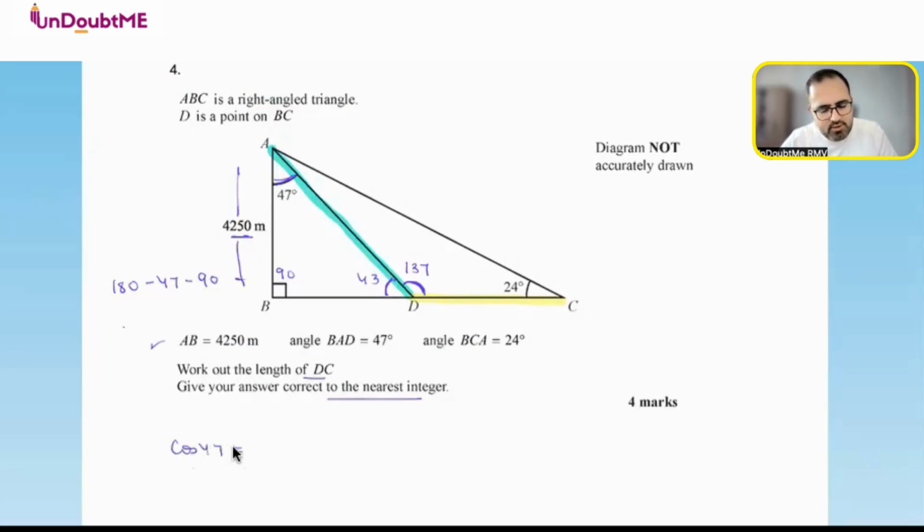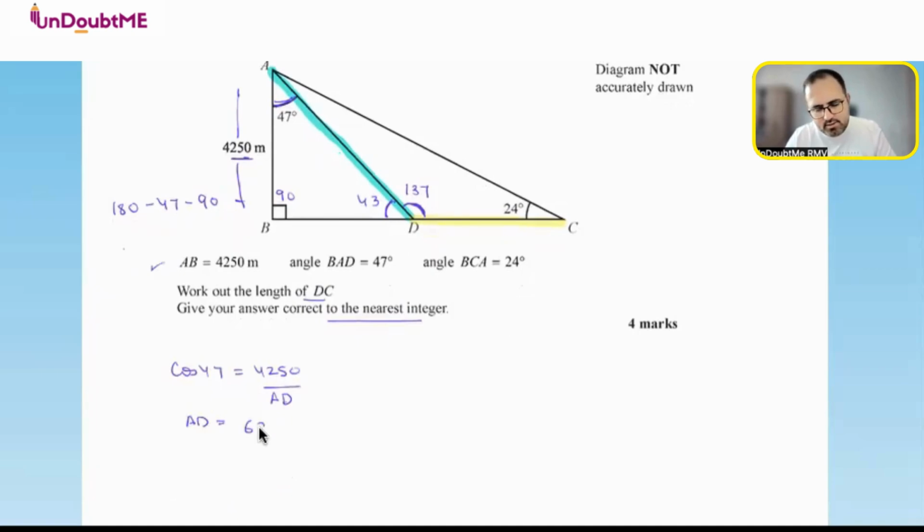So cos 47 is equal to 4250 over AD. So the value of AD will come out to be 4250 divided by cos 47, and that is 6231.7. So 6231.7 is the value of AD.